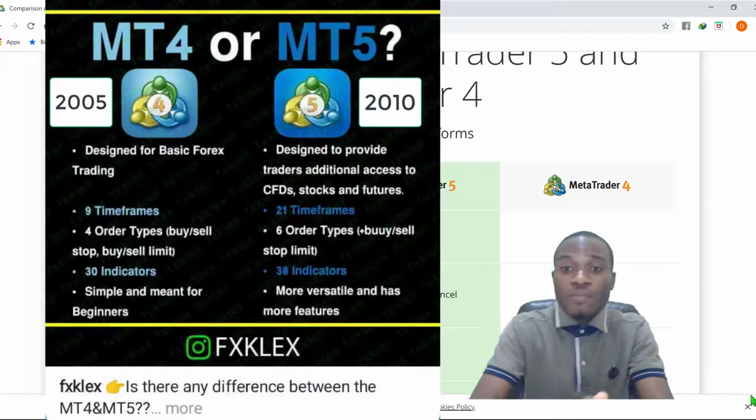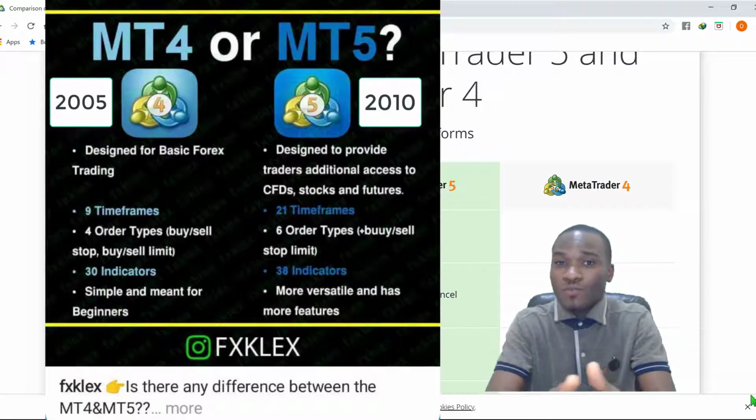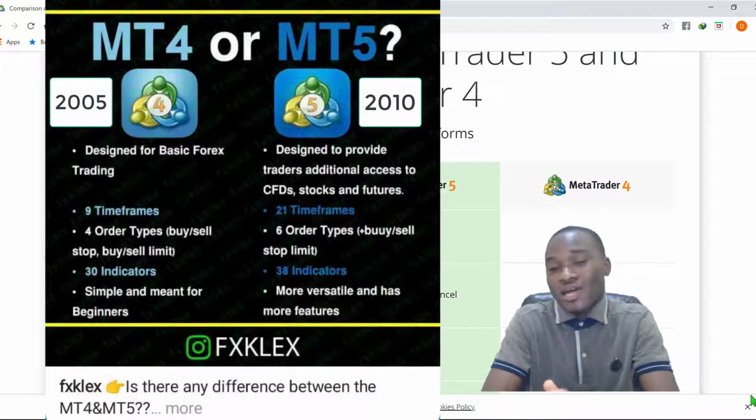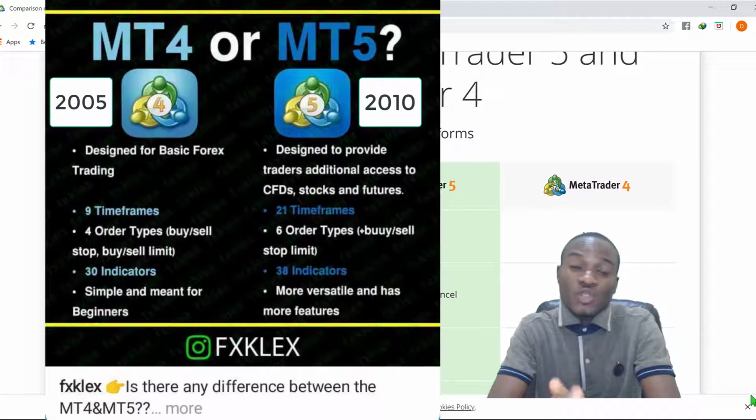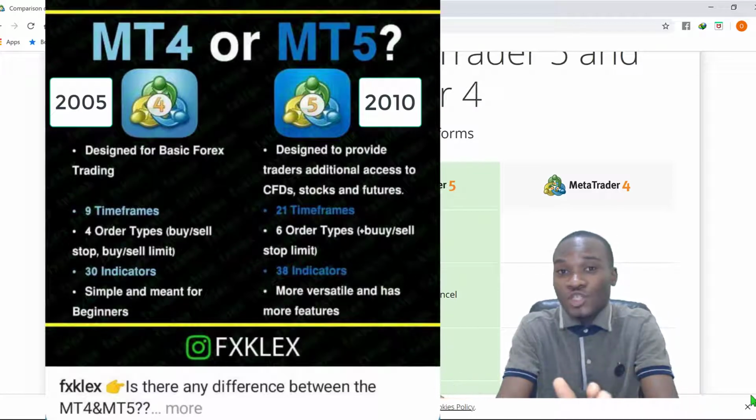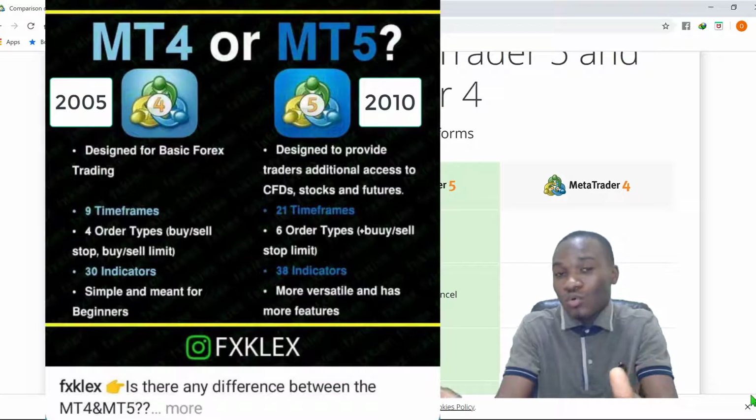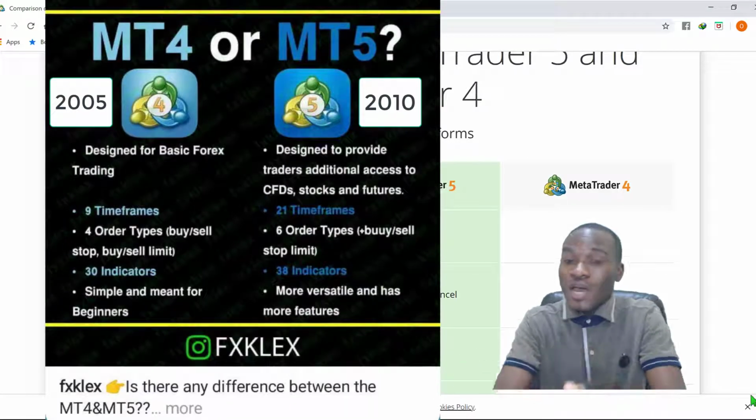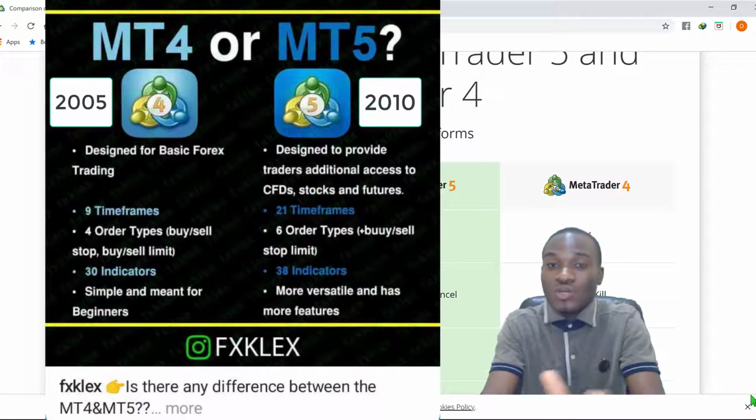Whereas Metatrader 5 was launched in 2010, and it's offered by only a few brokerage firms, not as commonly used as Metatrader 4. Actually, it complies with the US FIFO rules, no hedging, thereby making it conducive for US traders. Although it might look like an upgraded version of Metatrader 4, it is not.